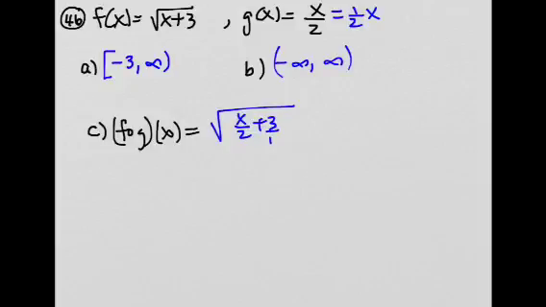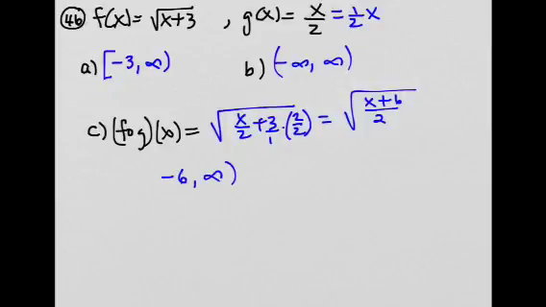We're going to add the two terms, and again, we need a common denominator if we're going to add these. So I'm going to multiply by 1, but I'm going to use 2 over 2 as my 1. Okay, so this becomes square root of x plus 6 over 2. So with this function, I see that x has to be greater than or equal to negative 6. So it goes from negative 6 to infinity.